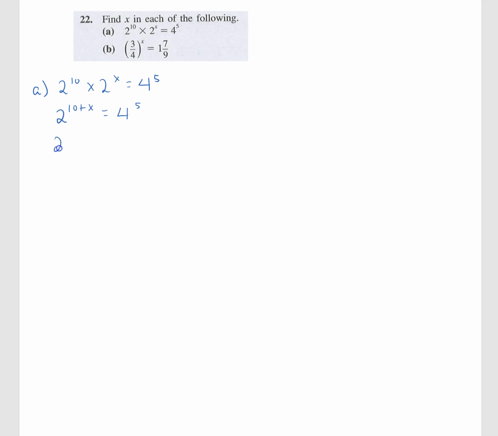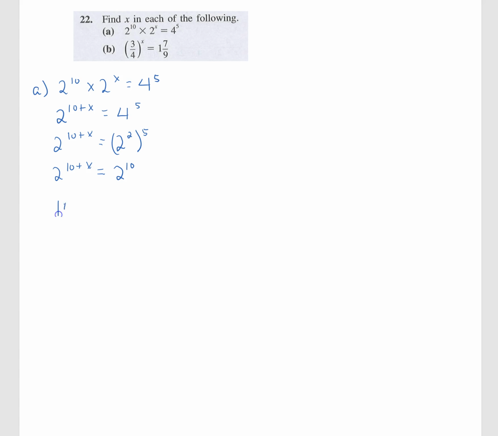On the left, the way we do that is by recognizing that 4 can be expressed as 2 to the power of 2. So we can say that this is 2 to the power of 2, to the power of 5. And now, because we have 2 to the power of 2 to the power of 5, we can just multiply these exponents. So we have 2 to the power of 10 on this side. So 2 to the power of 10 plus x equals 2 to the power of 10.